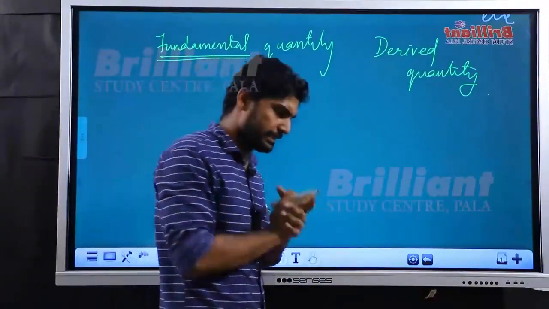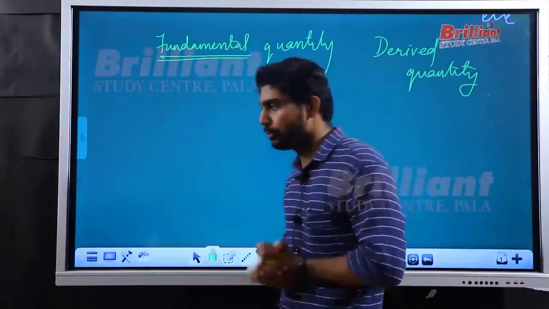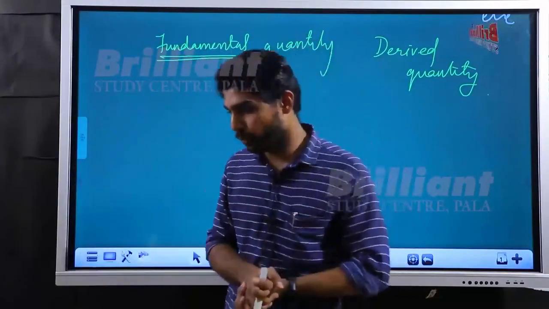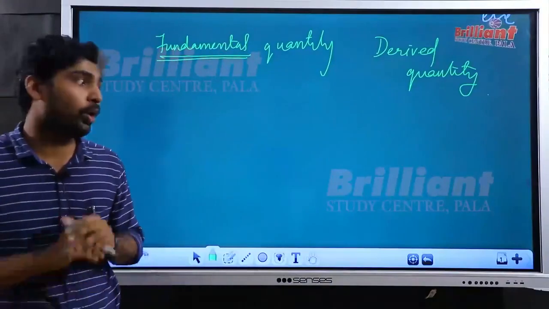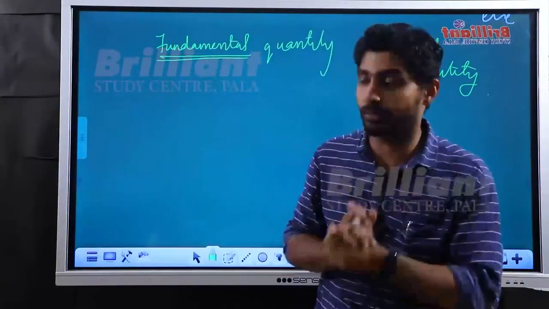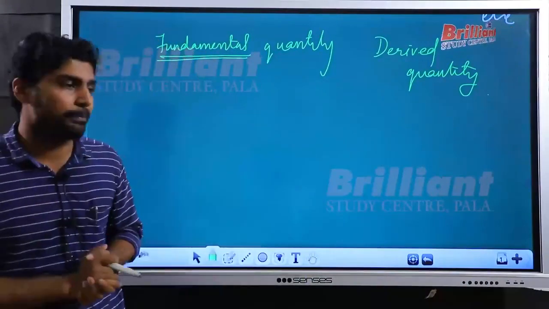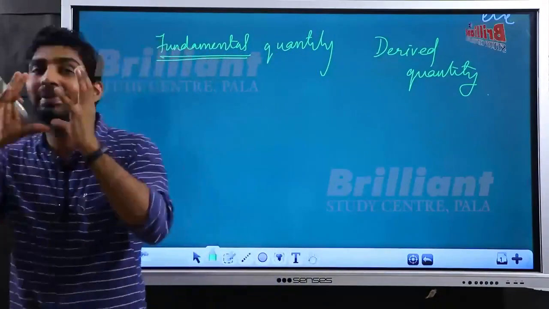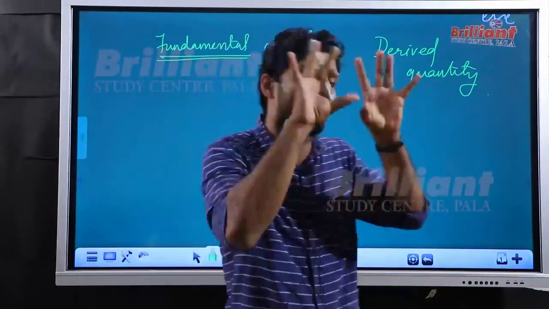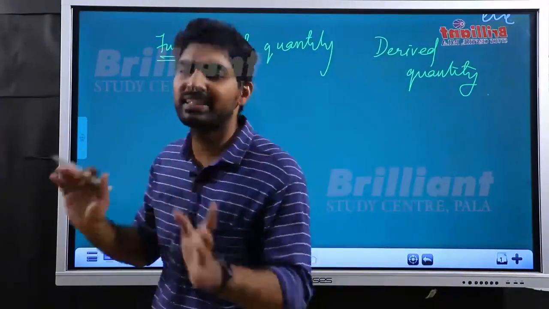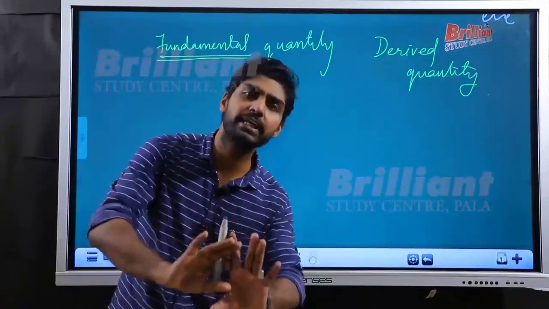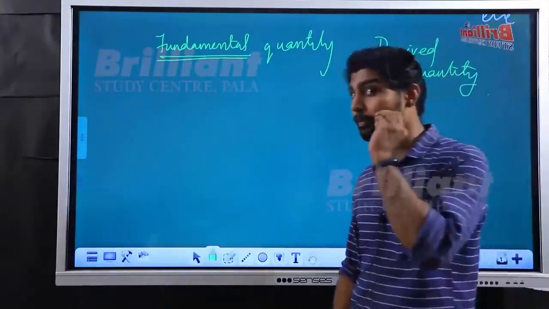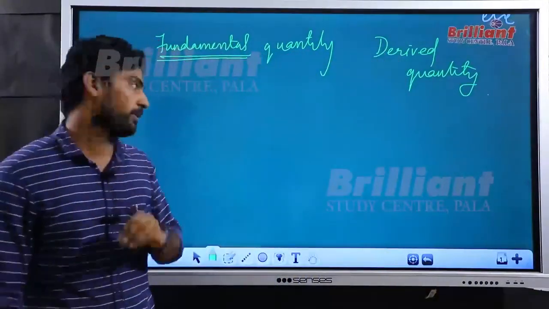Let's take an example. I want you to consider a building which is made of a large number of building blocks, or bricks. Now, these bricks are what we call the fundamental building blocks of the full building. Like that, we have certain physical quantities which are independent of anything else. They are not depending on anything else. For example, length.